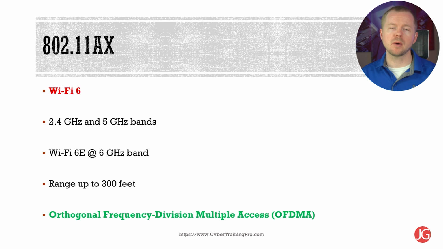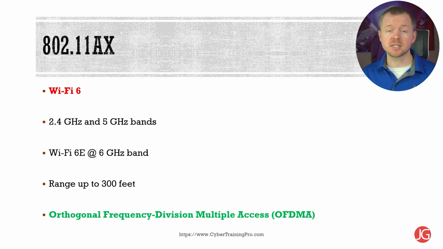802.11ax, also called Wi-Fi 6, was released in 2021 to allow improvements in high-density areas. Wi-Fi 6 operates at the 2.4 GHz and the 5 GHz bands, but you also have Wi-Fi 6E, which operates at the 6 GHz band. 802.11ax implements orthogonal frequency division multiple access, or OFDMA. That increases the network throughput and decreases latency dramatically compared to 802.11ac.